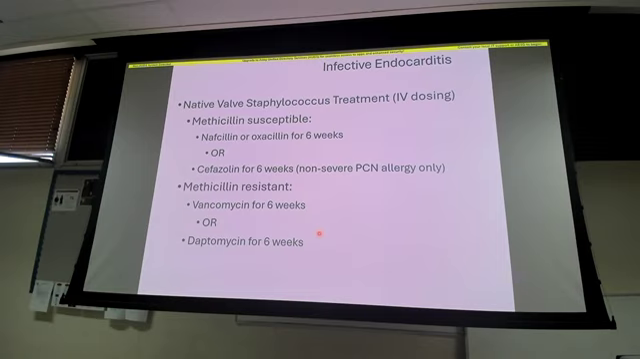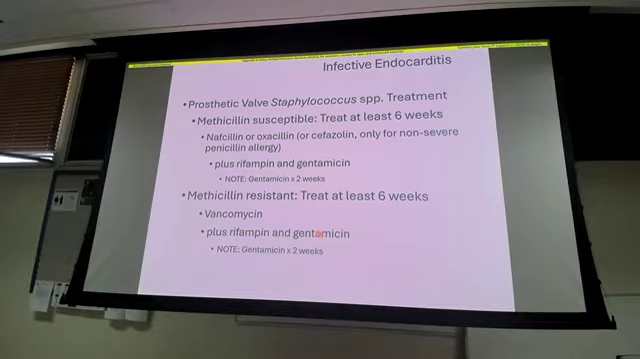Yes, ma'am. Is rifampin a TB drug? Say it again. TB drug? Yeah, we're going to talk about it. We'll talk about the rifampin a whole lot. We're talking about it probably today, I think. Sounds good.